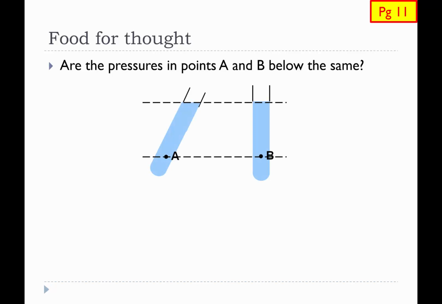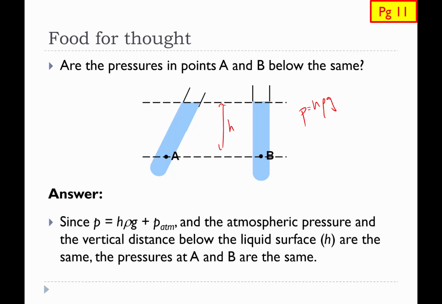Okay, so some food for thought. Are the pressures at points A and B below the same? So basically, the way you should think about it is the water column heights, both of them are h. So therefore, using the formula P equals h rho g, you should be able to come to the conclusion that both A and B, same height, same rho, same g, should therefore contribute the same pressure. Also, at the same time, the atmospheric pressure above both water columns should also logically be assumed to be the same. So therefore, the answer is actually yes. Okay, the pressures at point A and point B below are the same.